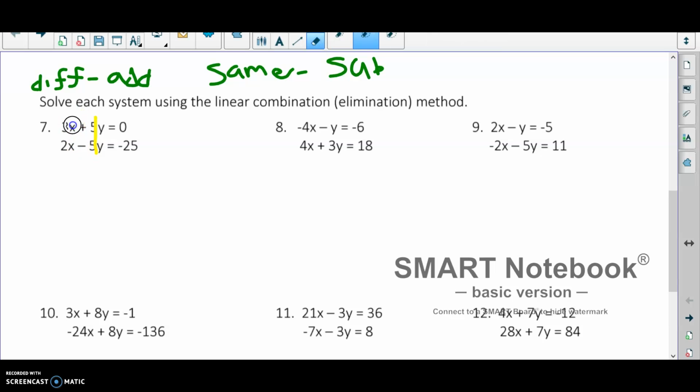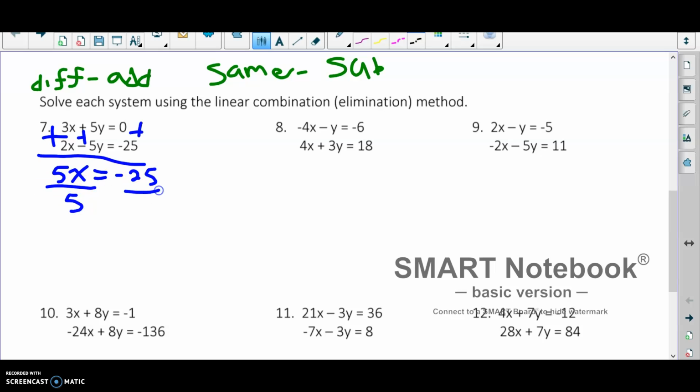So let me erase this stuff. That means I'm going to add every single one of these. I'll take my first one, I'm going to add 3x plus 2x, so I have 5x. I'm going to add positive 5y plus negative 5y, which cancels. So that'd be a 0, and then I'm going to add 0 plus negative 25, which gives me negative 25. Divide both sides by 5. X equals negative 5. So boom.